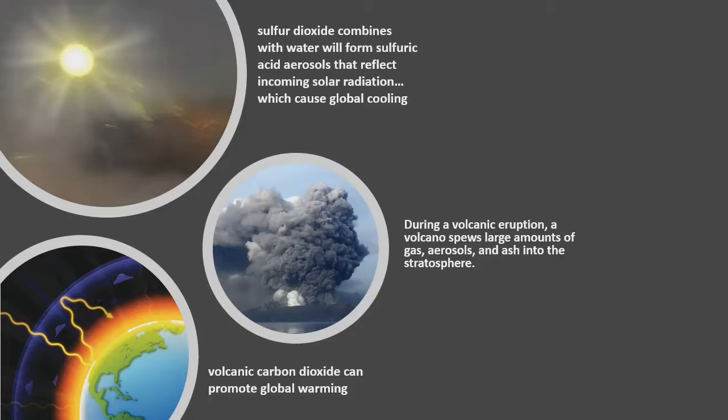During a volcanic eruption, a volcano can spew a large amount of gas, aerosols, and ash into the atmosphere, specifically in the stratosphere. The sulfur component of the gas, in the form of sulfur dioxide, combines with water and forms sulfuric acid aerosols that reflect incoming solar radiation. This event can significantly cause global cooling. On the contrary, the volcanic carbon dioxide, which is a greenhouse gas, can promote global warming.